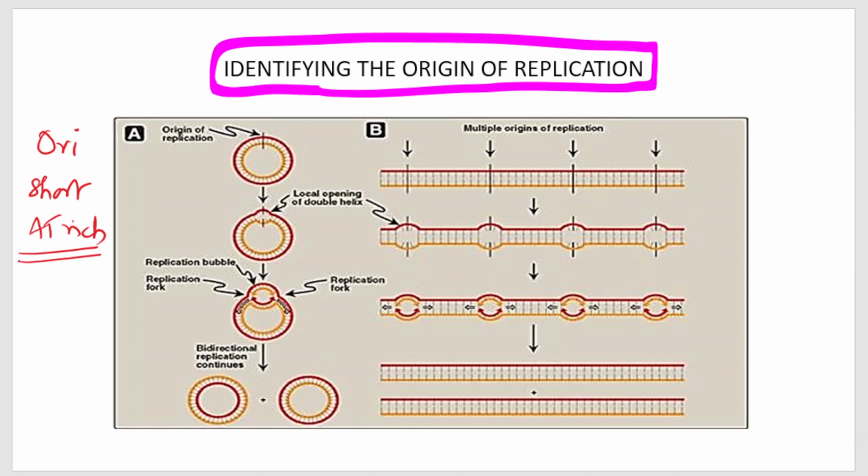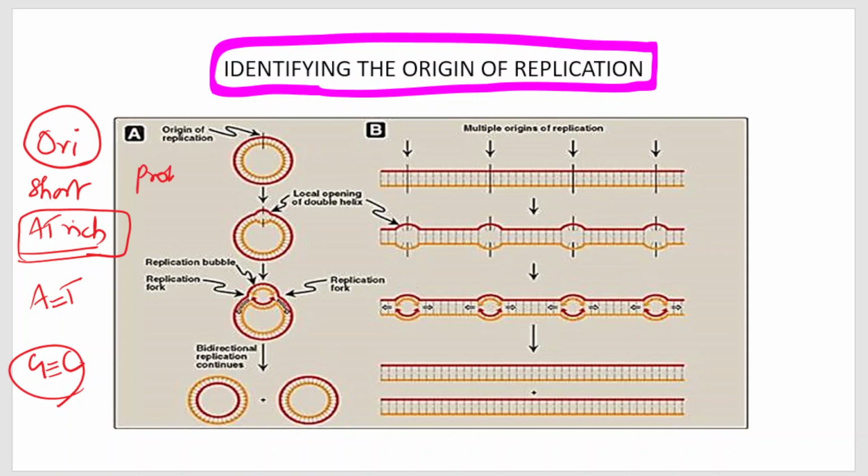Usually AT rich segments are the origin of replication, because AT is easier to break than GC, since AT has 2 hydrogen bonds and GC has 3 hydrogen bonds. So first, as we have to unwind the parental DNA, the origin of replication, or the ORI, is an AT rich segment. So that is first identified. In a prokaryote there is a single ORI, but in a eukaryote there can be multiple sites of origin of replication.